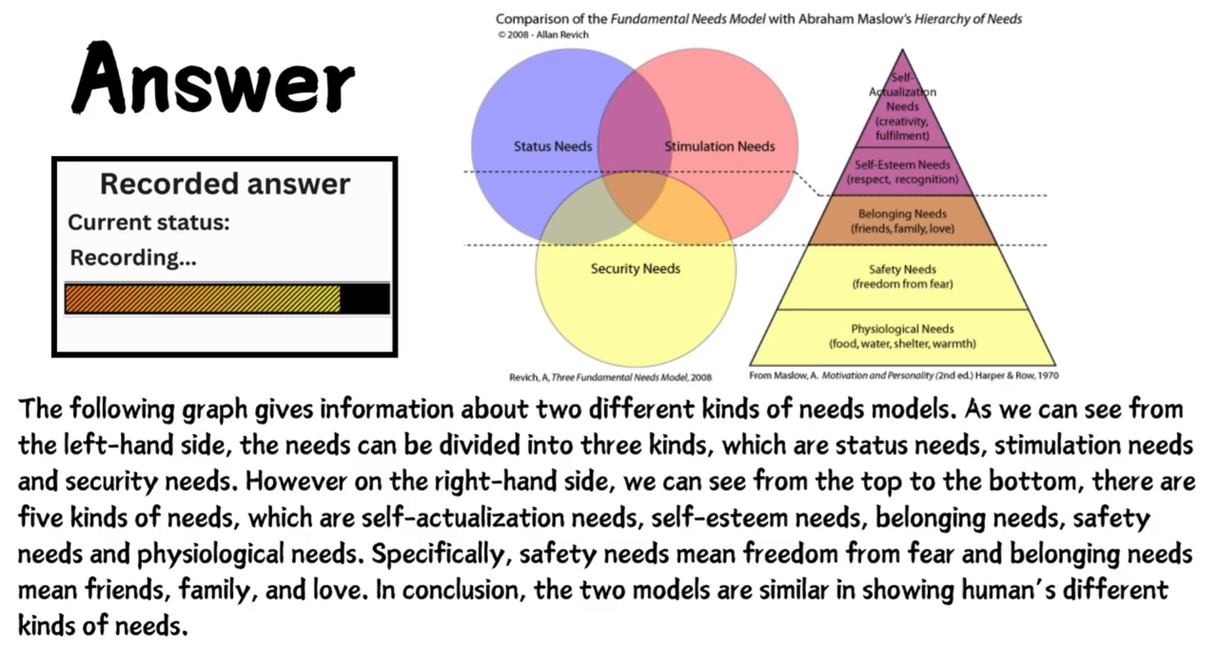Specifically, safety needs mean freedom from fear and belonging needs mean friends, family, and love. In conclusion, the two models are similar in showing humans different kinds of needs.